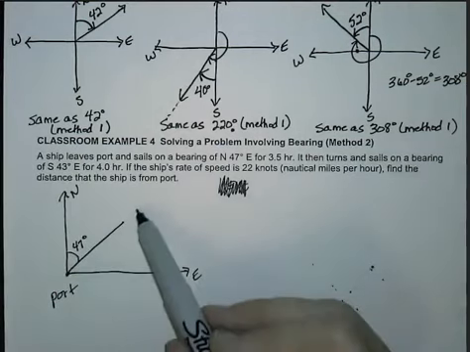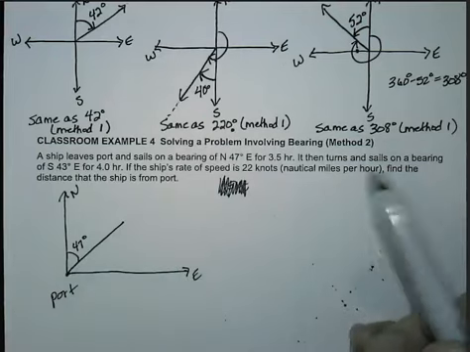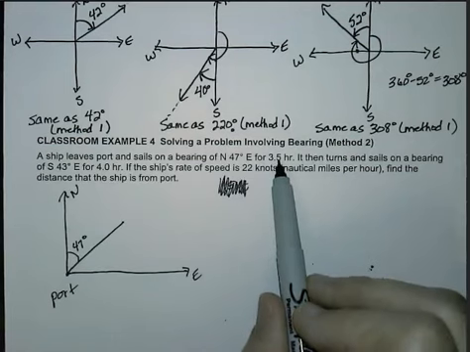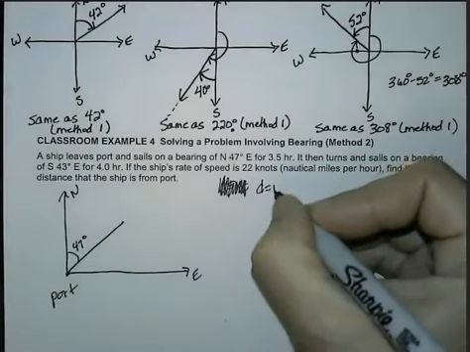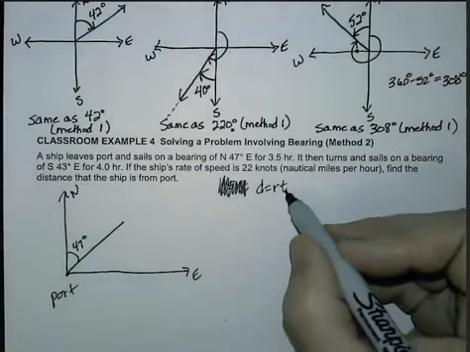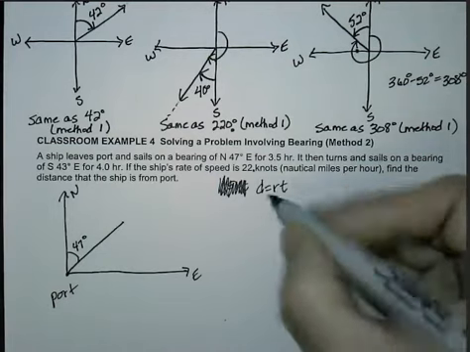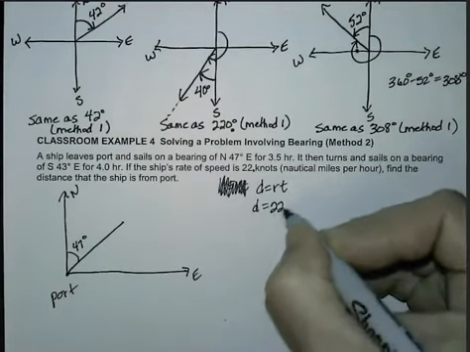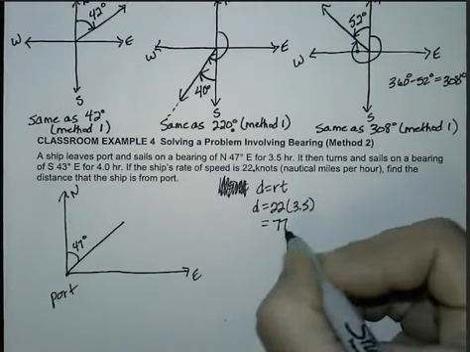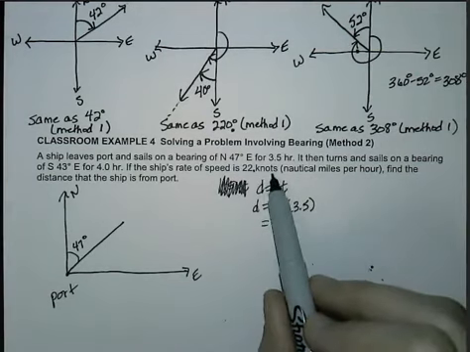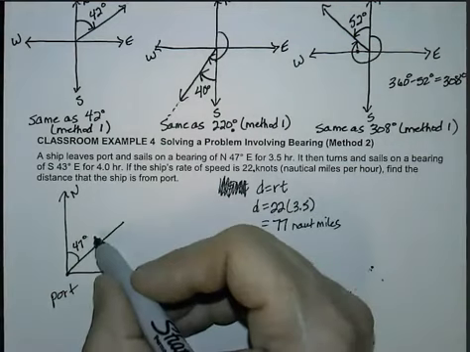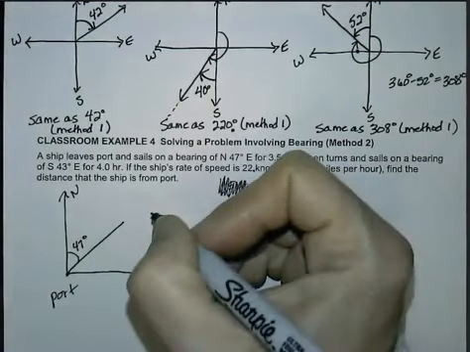Now I don't know how far it's going in this direction, so I need to figure that out. It does give me the speed of the ship, and it tells me how long it sailed at that bearing. I'm going to use this formula to figure out the distance that it went in this direction. That's distance equals rate times time. So I've got my rate is 22 knots and my time is 3.5 hours, and that's going to give me 77. And since this was in knots, which is nautical miles per hour, technically this is going to be nautical miles. So now we know the distance that we want to make this line segment.